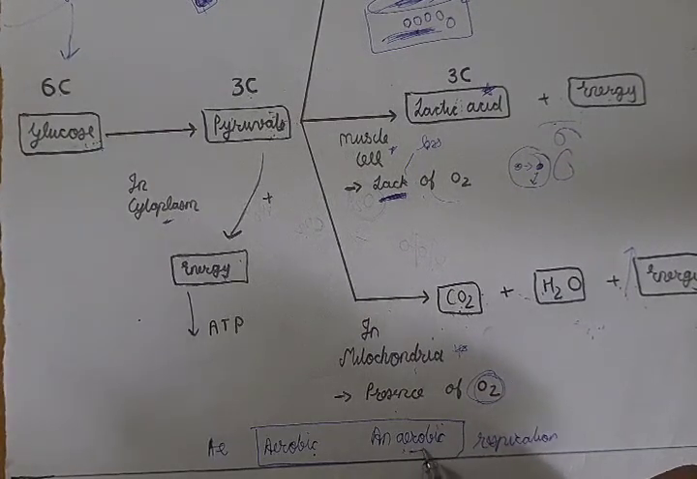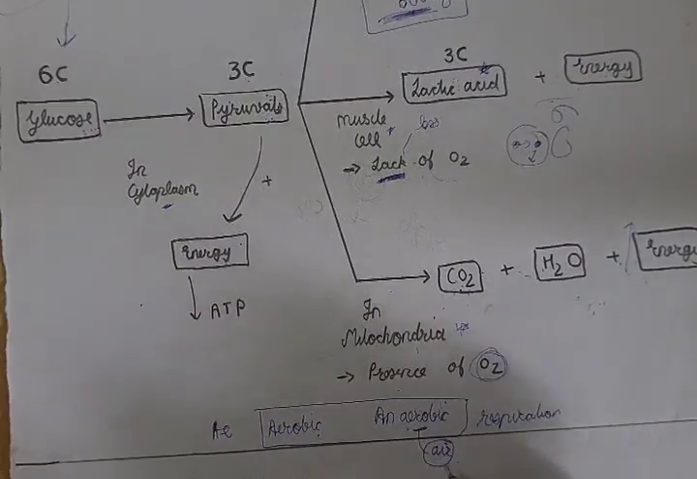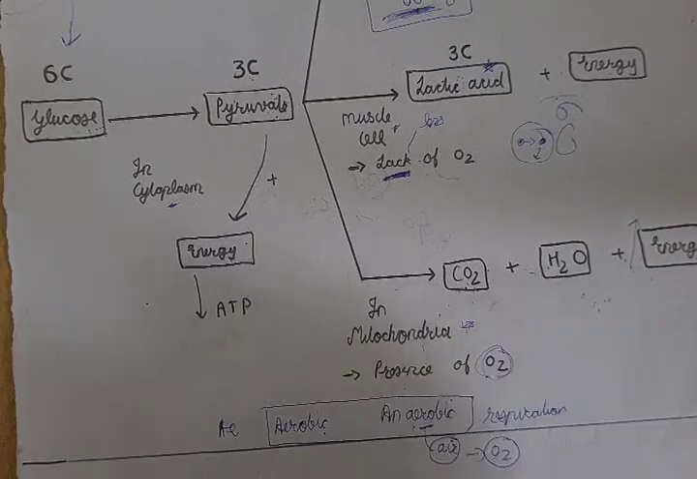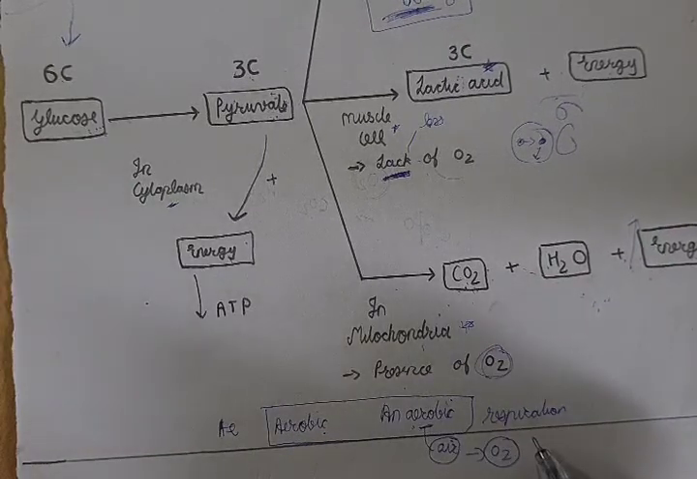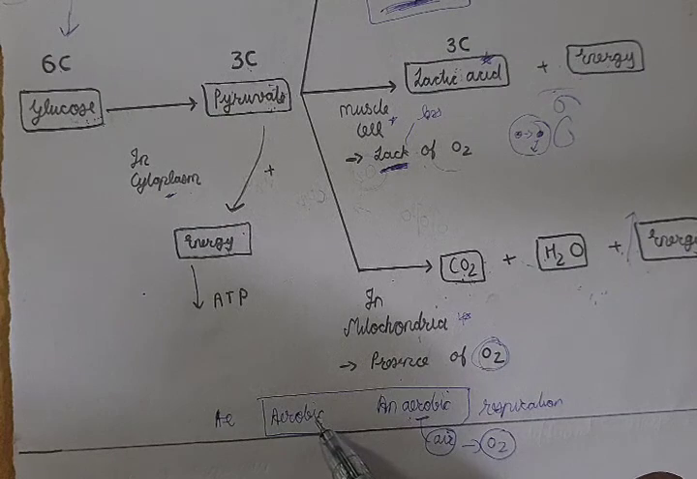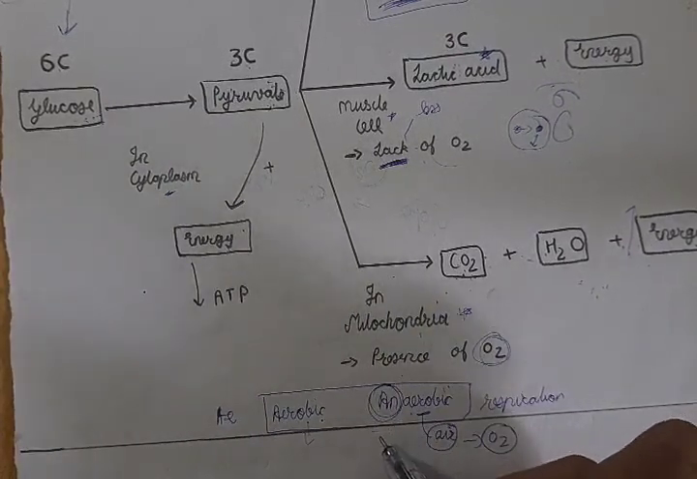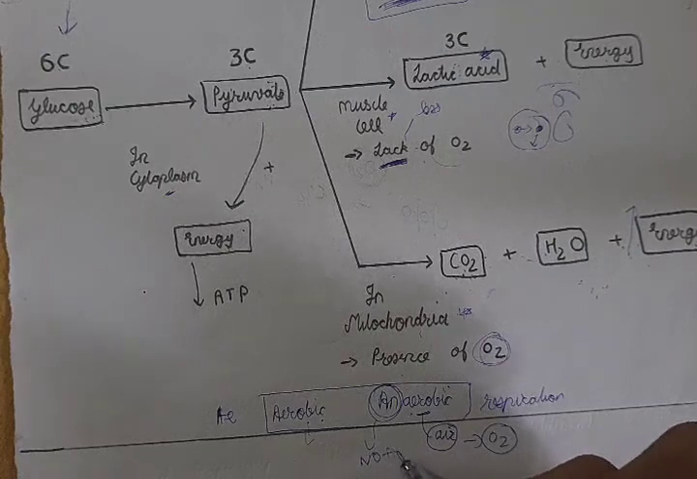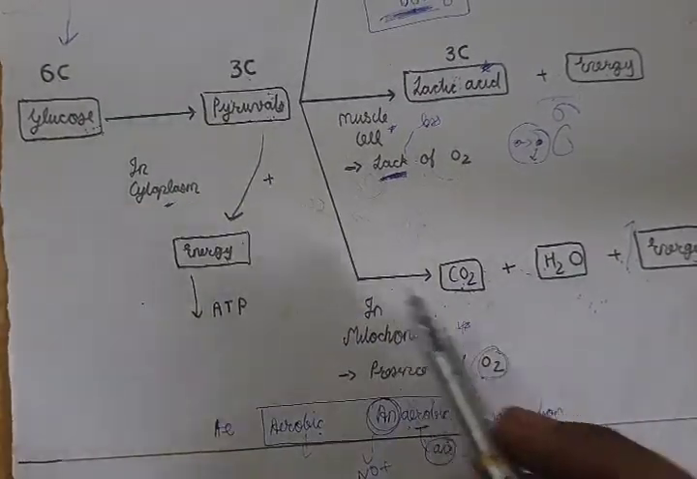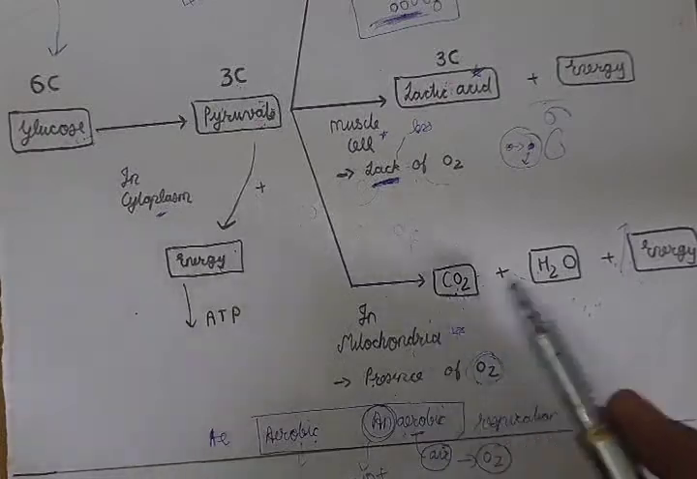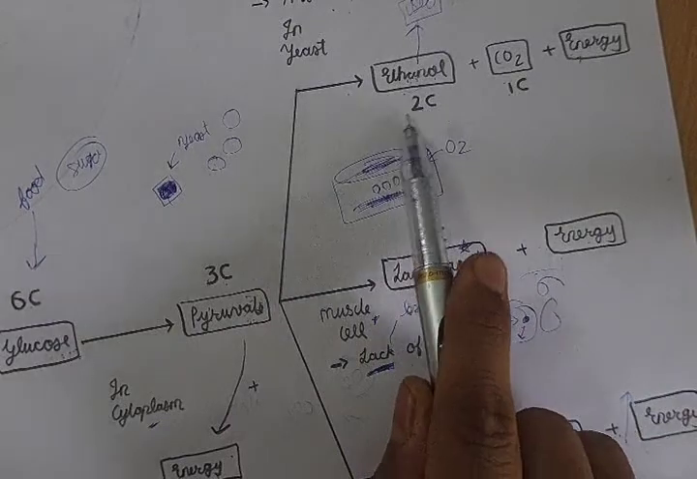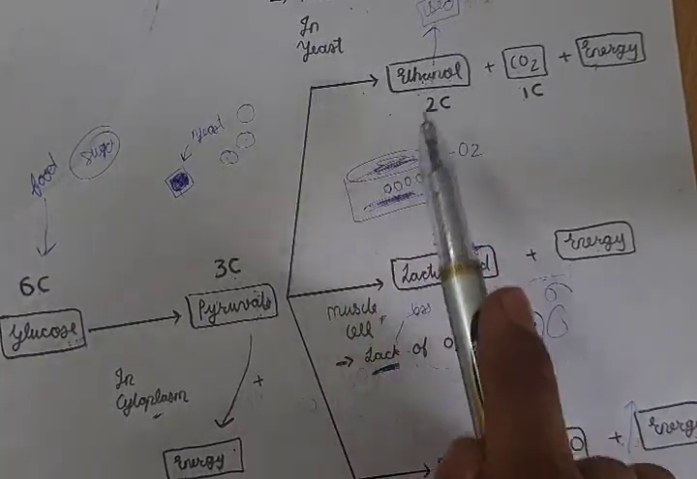Here, aerobic you can relate with air, and air we all know is oxygen. So the process in which oxygen is used is called aerobic. Air or oxygen is used. The process in which oxygen is not used is called anaerobic. 'An' means not, oxygen not used. So this process takes place in presence of oxygen, so this is aerobic breakdown, and in the yeast it takes place in absence of oxygen.